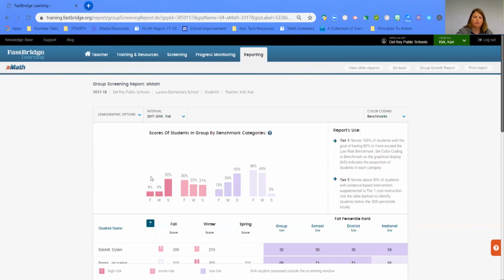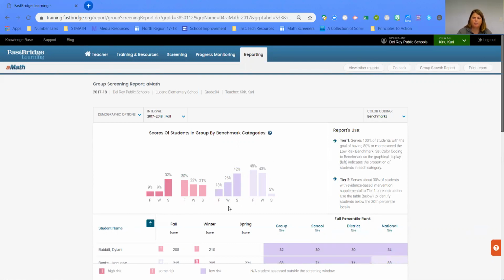Since this is a fall screener, we're looking at this 9% of students that were at high risk in the fall. Then the light pink color represents students that are at some risk. So in the fall, 30% of my students were at some risk. The two purple categories are students that are at or above benchmark. This darker purple, 13% in the fall, represents students at low risk. And then 48%, this much lighter purple, represents students that were advanced.